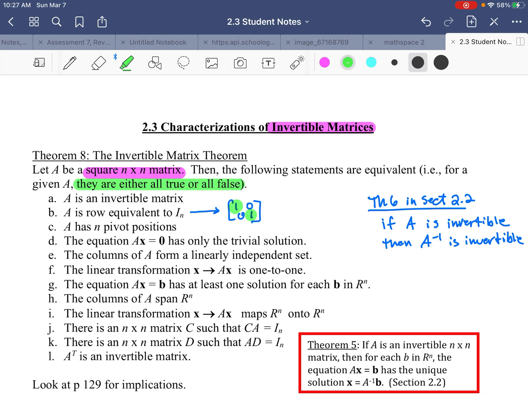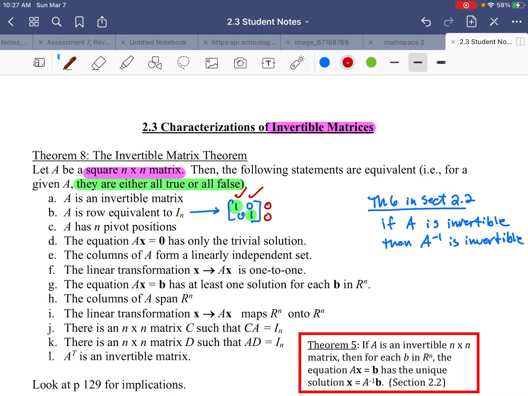The equation AX = 0 has only the trivial solution. If any of these matrices can be brought down to this, and I put zeros on the right, the answer is the trivial solution. If you set it equal to 0, you're going to have x1 = 0, x2 = 0, x3 = 0, and so on. That seems to make sense. Letter E, the columns of A form a linearly independent set. If you look at the columns, they are linearly independent. Remember, you can reduce them down and take them at any point. They should be linearly independent the whole time.